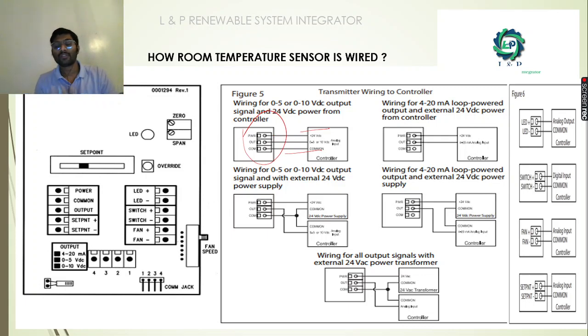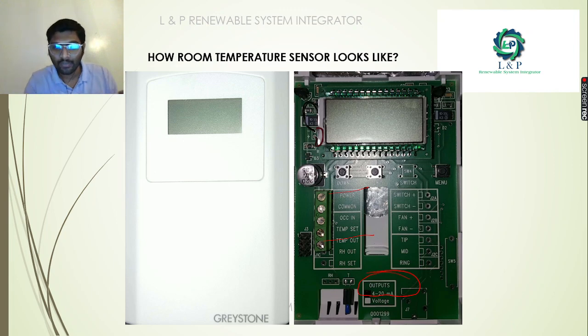Or sometimes, if you plan to take out the 4 to 20 milliamps output from the room temperature sensor, and you plan to provide the power from your controller, then you can do the wiring like this. First, you connect the power, and the other thing is you connect the output, so that you will get the 4 to 20 milliamps output from it. Here also you can do the same thing. In the power and also in the output you connect your module wirings, especially if you're planning to connect to your PLCs.